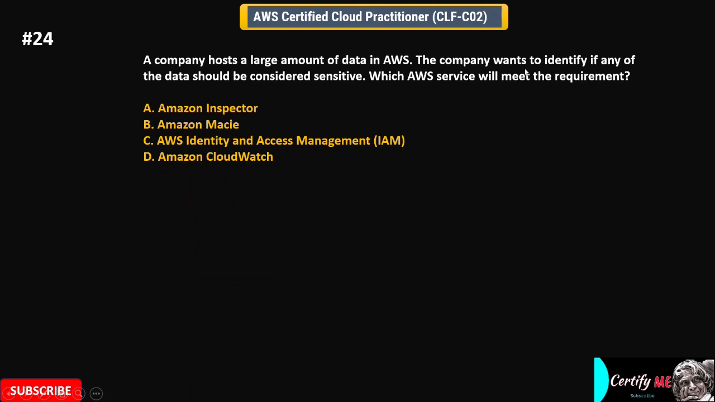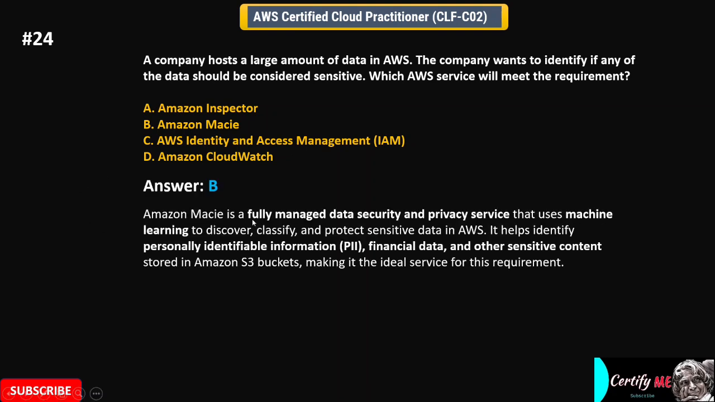Next question: a company hosts a large amount of data in AWS. The company wants to identify if any of the data should be considered sensitive. Which AWS service will meet this requirement? Option A, Amazon Inspector; option B, Amazon Macie; option C, AWS Identity and Access Management; option D, Amazon CloudWatch. The correct answer is option B, Amazon Macie.